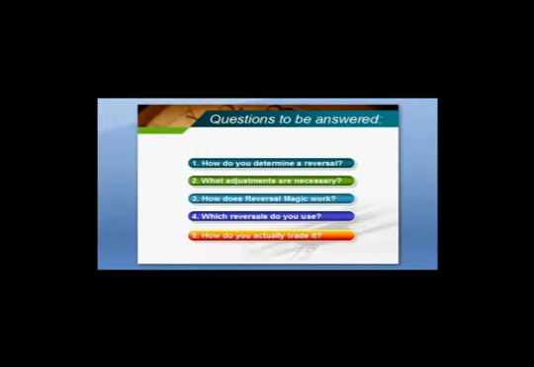All these questions we're going to be addressing in this series of videos. So from this point, let's start by taking a look at reversal magic and the basic concept and how to actually determine a reversal.